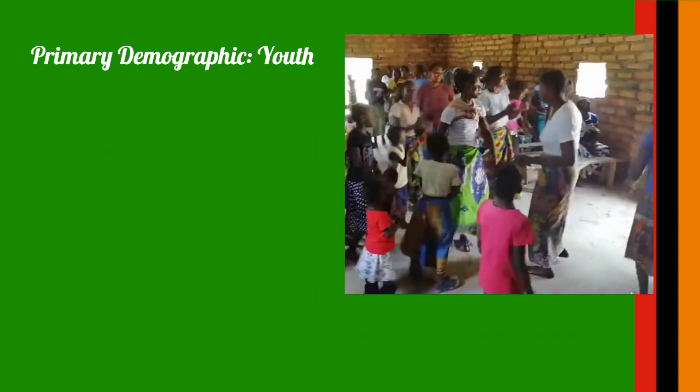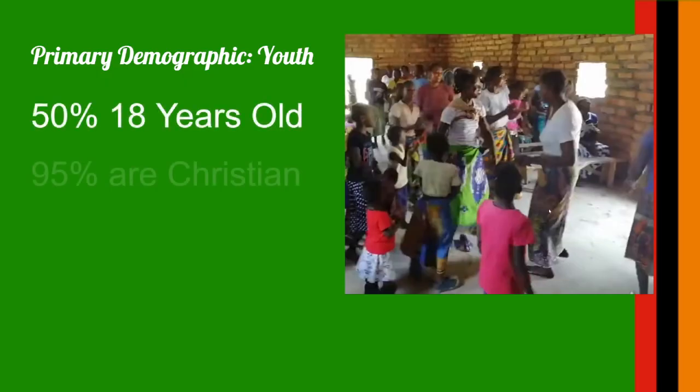Who are we talking about exactly in Zambia? Zambians less than 18 years old make up 50% of the population. So there's massive amounts of young people in Zambia, and the population in general is 95% Christian. The first missionary contact was David Livingstone, and he helped spread the gospel in that area of the world.